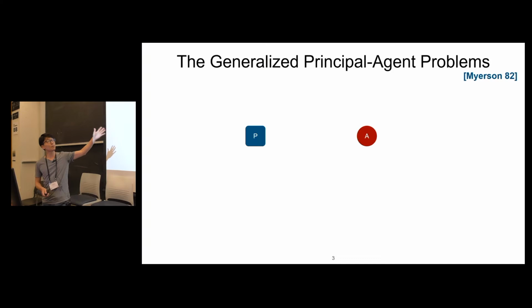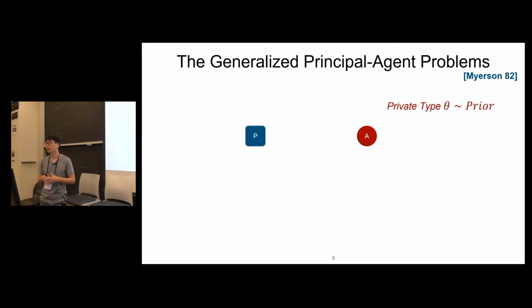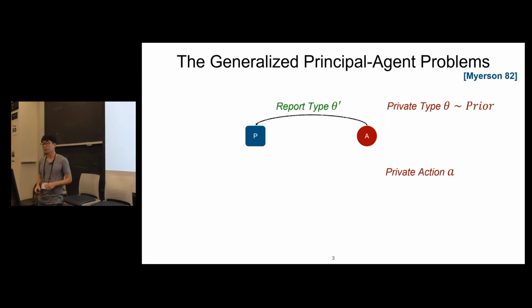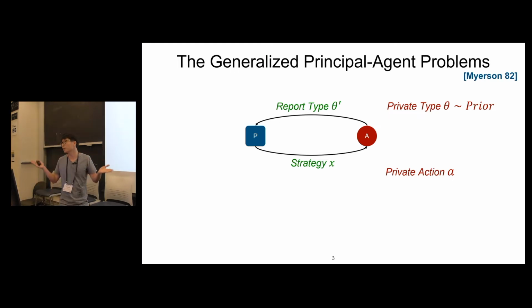So there's a principal and an agent. The agent has a private type theta that is drawn from some prior distribution everyone knows. Also, the agent is going to take some action A that's not observable to the principal. It's a private action. The game starts with the agent reporting a type theta prime, maybe a misreport, to the principal. Then the principal is going to pick a strategy X to play, and after that, the agent is going to take his own action A.